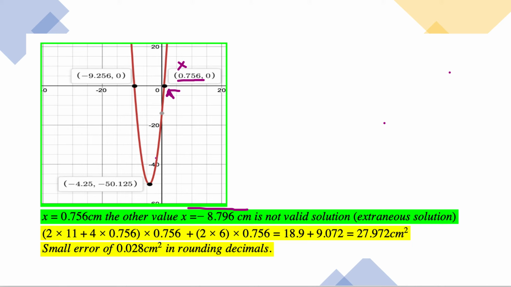But anyway, this is the result. X is equal to 0.756 centimeters by using the graphing utilities. In the quadratic formula you can find the same thing, but I'm not going to lose any more time there, so I'm leaving with this answer.